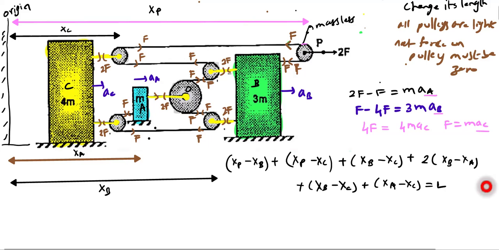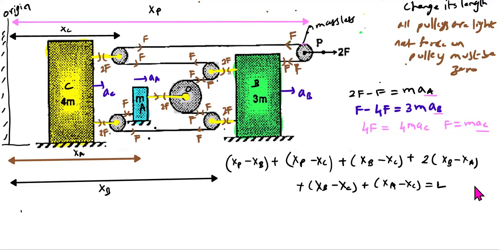Okay, now look at this. This length is XP minus XB. This length is XP minus XC. This length is XB minus XC. This length and this length will be XB minus XC, because this length will remain same. This length of string will be XB minus XC. This length of string will be XA minus XC. We'll add up all this.